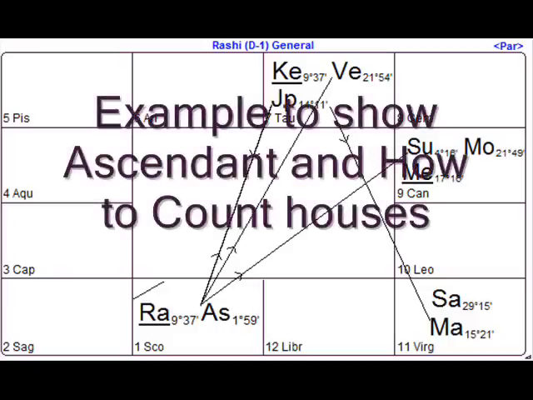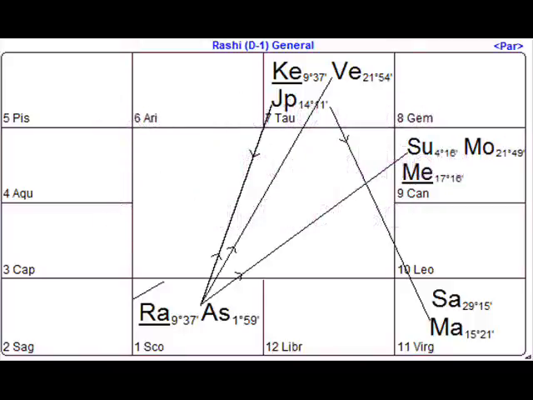Always the numbering of the house should be from the ascendant lord, and it should go in the clockwise direction. So here the ascendant is Scorpio, so Scorpio is the first house, and Sagittarius is the second house, and Capricorn is the third house, the fourth house is Aquarius, and the fifth house is Pisces, and it goes on till the 12th house as Libra.